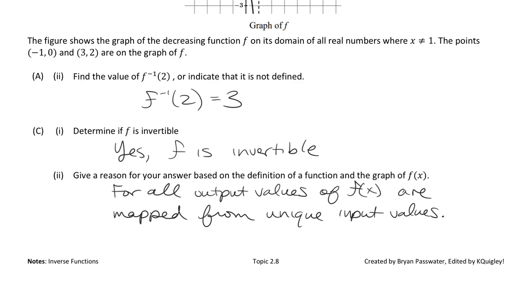We don't give an example because we're trying to prove that it is. We only give examples if we have a counterexample to show that it's not. All output values of this function f of x are mapped from unique input values. Because none of the output values repeat, they are all mapped from unique input values. Because it passes the horizontal line test, all of the output values are mapped from unique input values. So I know we understand the concept of no repeating y's, we just have to get the language down correct.